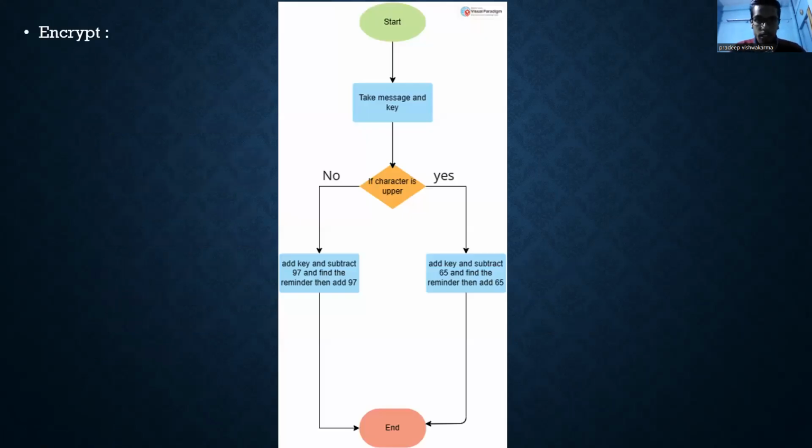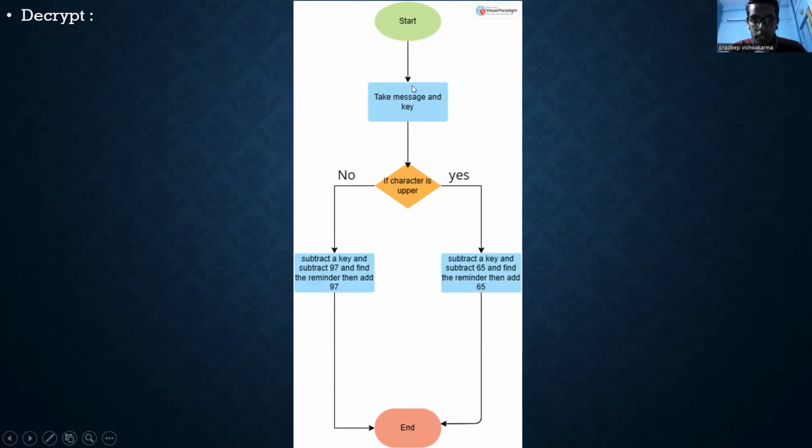This is my flowchart of the encrypt method. For encryption, first we take a message and a key. Then we check whether the character is upper or lower. If the character is lower, add key and subtract 97 and find the remainder, then add 97, then end the program and return the value of the string, that is our encrypted string. But if the character is upper, so if the condition is yes, then add the key, subtract 65 and find the remainder, then add 65 on it, then return the encrypted string.